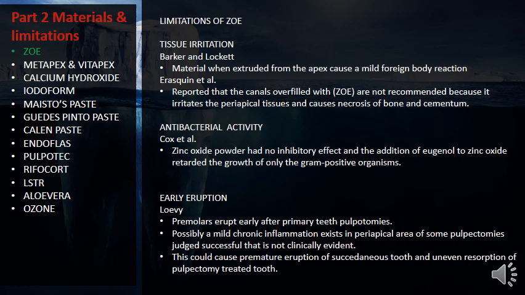Early eruption. According to Leve, premolars erupt early after primary teeth pulpotomies. Possibly, a mild chronic inflammation exists in the periapical area of some pulpectomies judged successful that is not clinically evident. This could cause premature eruption of succedaneous teeth and uneven resorption of the pulpectomy treated tooth.